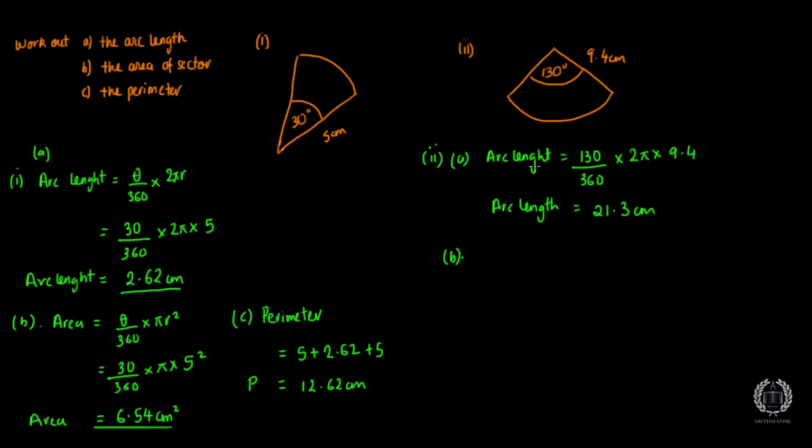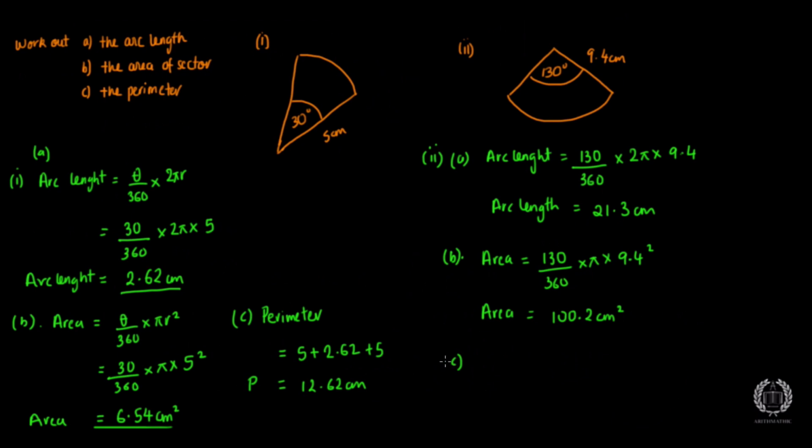Okay, and now for B, I just realized here I spelled length differently in two places. Never mind. Right, for B now we need to find the area of the sector. So the area is going to be theta over 360 times pi r squared. Theta again is our angle, which is 130 over 360 times pi times r squared, which is 9.4 squared. And that should give us the answer that I wrote at the beginning here. So the area would be 100.2 centimeters squared.